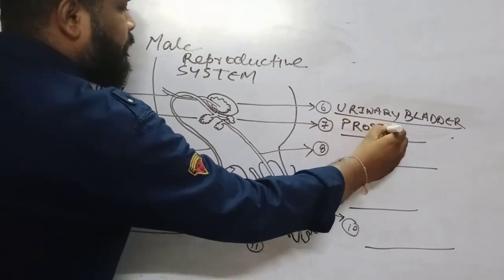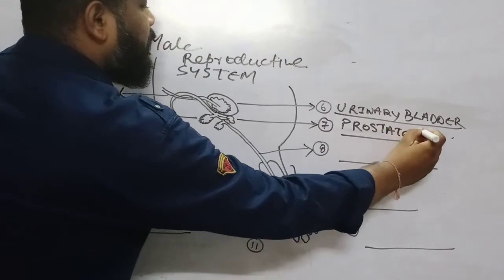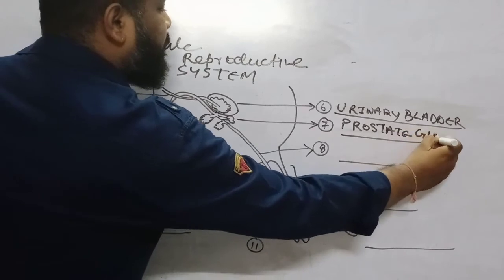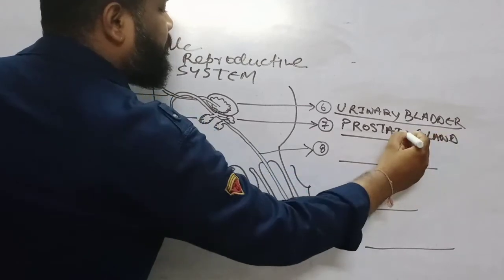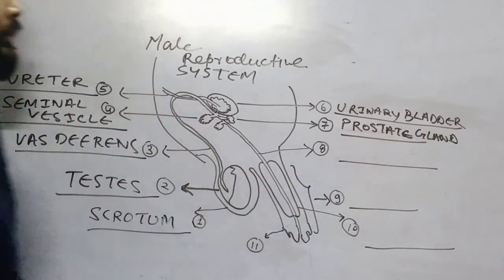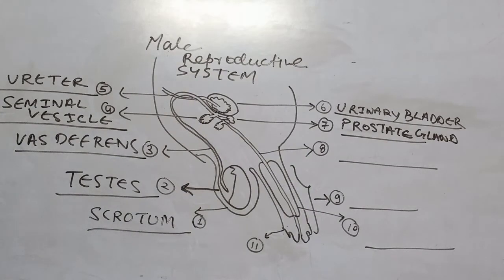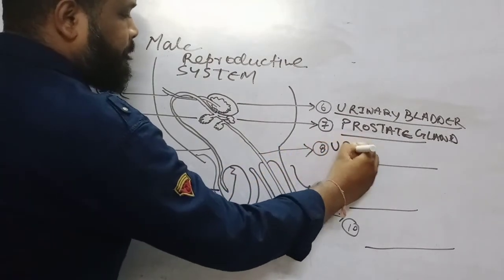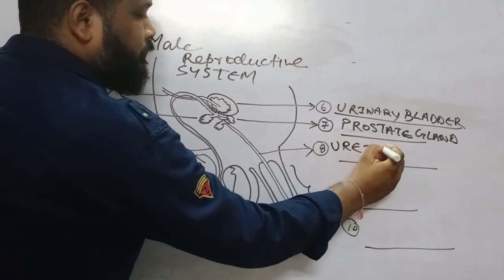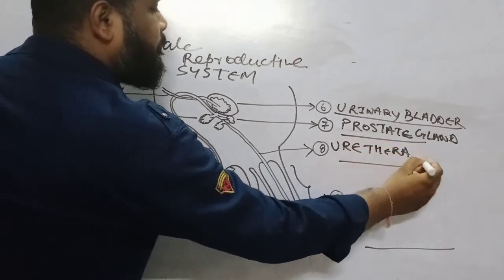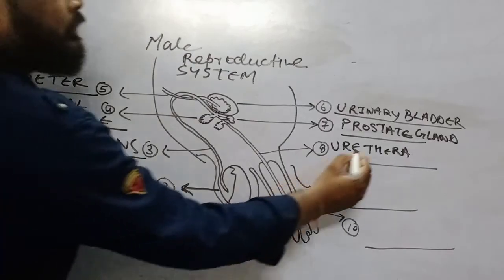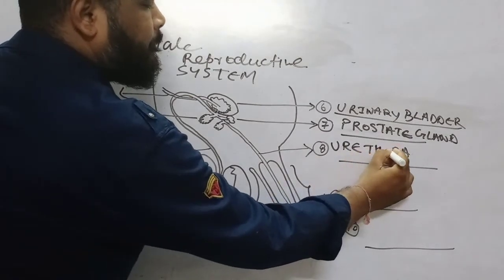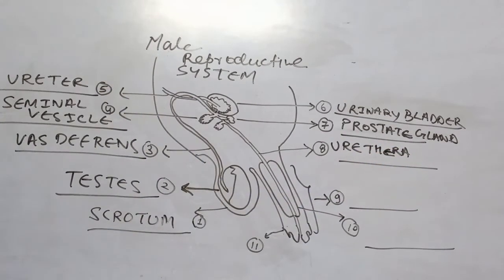Now it is clear to you all. It is the prostate gland. It is a very important gland in the male reproductive system which has various functions. Eighth is a common duct, common for both urine and sperm. We call it the urethra. While writing the spelling in the diagram, I forgot that there will be no e.